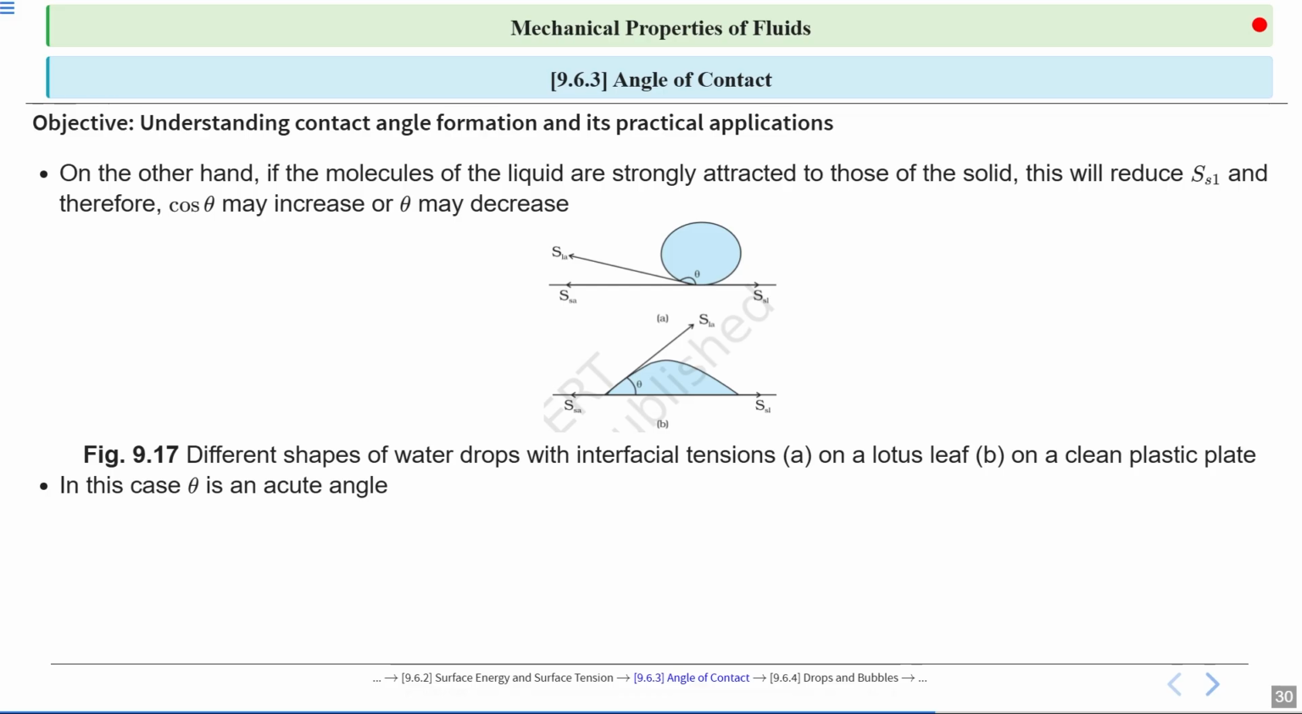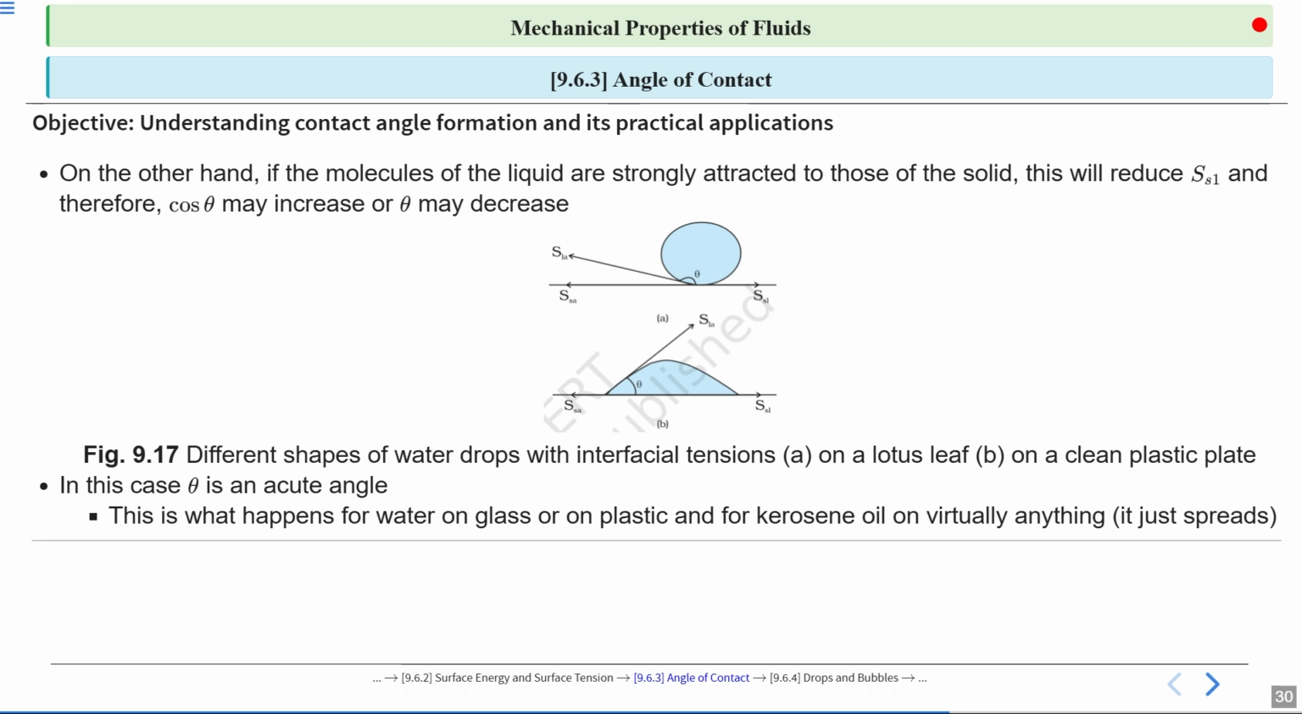In this situation, the contact angle theta is an acute angle, meaning it is less than 90 degrees. This tells us that the liquid is wetting the surface well. For example, water on clean glass or plastic forms a small angle and spreads out, showing strong attraction between the water and the surface. This effect is even more obvious with liquids like kerosene oil, which spreads on almost any surface because the contact angle is very small. The key takeaway is that when the attraction between the liquid and the solid is strong, the liquid spreads out more.